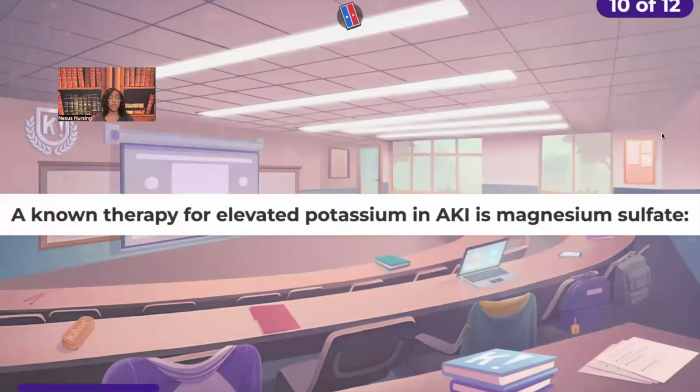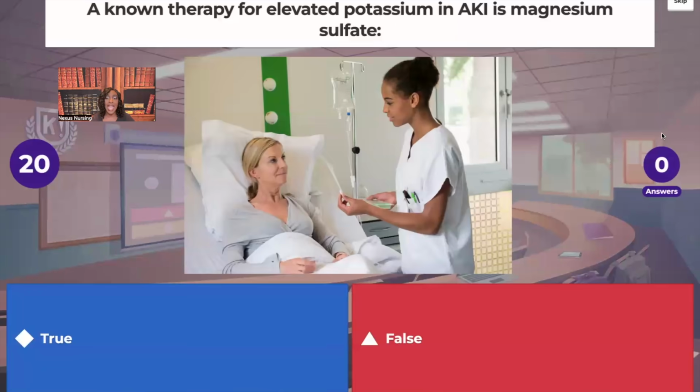Two more questions, true or false? A known therapy for elevated potassium in AKI is magnesium sulfate. Is that true or is that false? So far, we've talked about bicarb. We've talked about insulin. Now they're asking us about magnesium sulfate. If your patient's in AKI and they've got elevated potassium, is magnesium sulfate a known therapy? True or false?